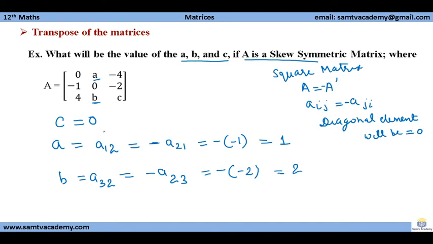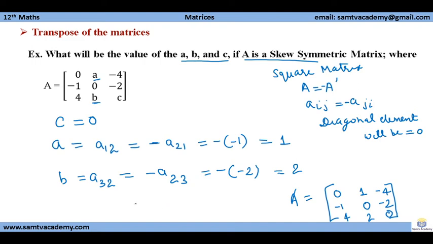So what will be the final skew symmetric matrix? We can write here A will be equal to 0, 1, minus 4, minus 1, 0, minus 2, 4. This B we have found is 2, and this C is 0. So diagonal elements are 0. This 1 2 is equal to minus of 2 1, 1 3 is equal to minus of 3 1, and this minus 2 means second row third column is equal to minus of third row second column. Means A 3 2 is equal to minus of A 2 3. So this is a skew symmetric matrix.